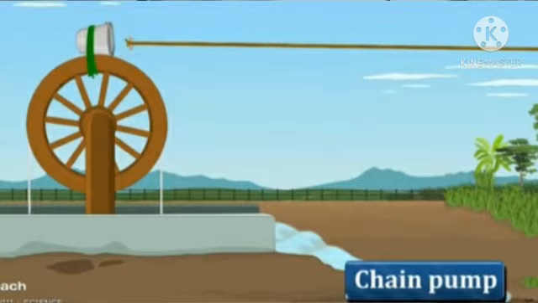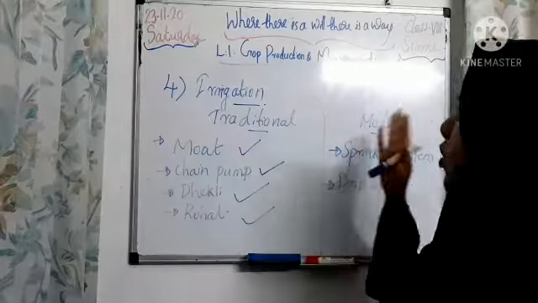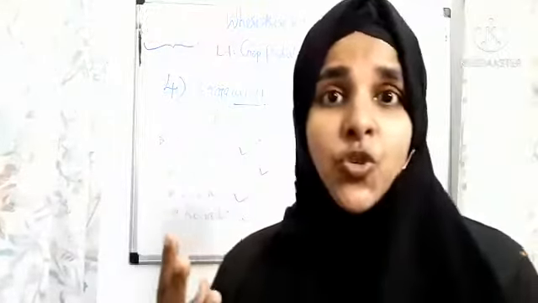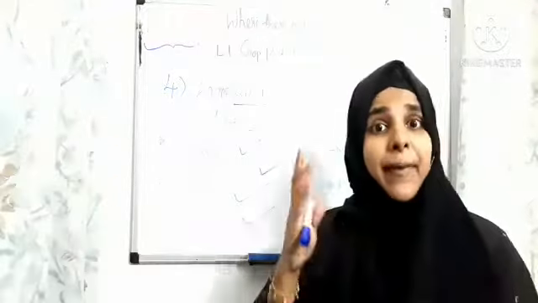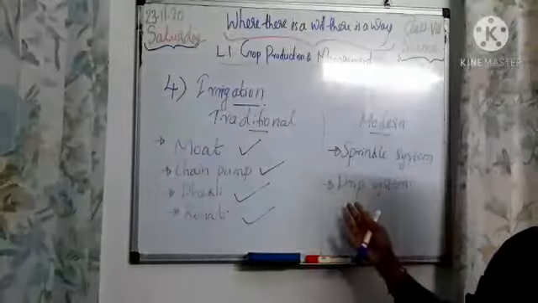Okay, we can see pumps are commonly used for lifting water. Diesel, biogas, electricity and solar energy are used to run these pumps. Next is the modern method of irrigation. Modern methods of irrigation help us to use water economically. The main methods used are as follows: the sprinkler system and the drip system.